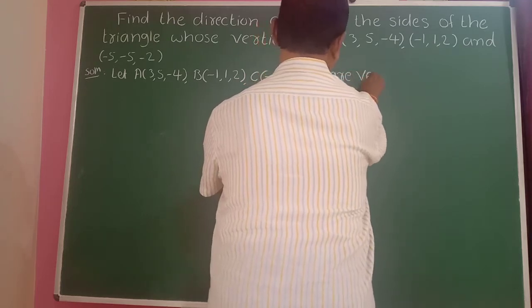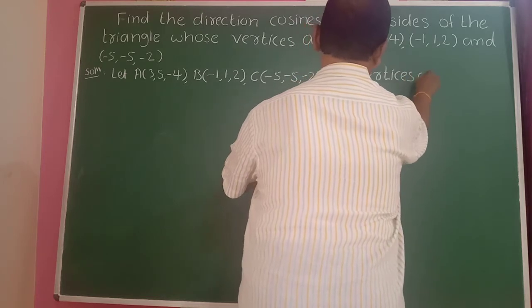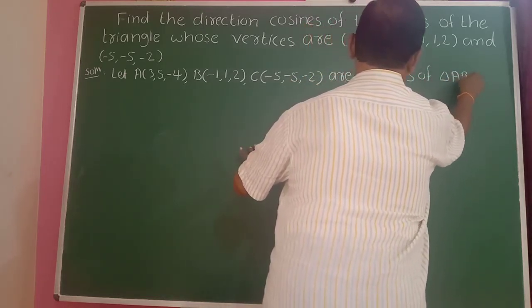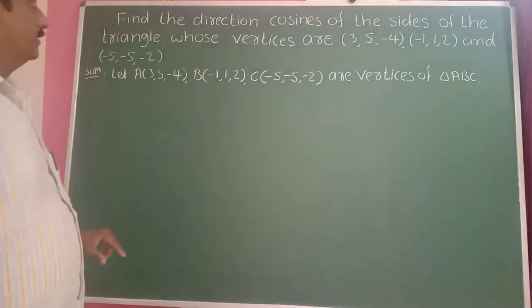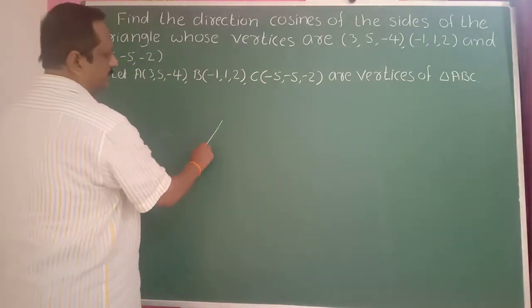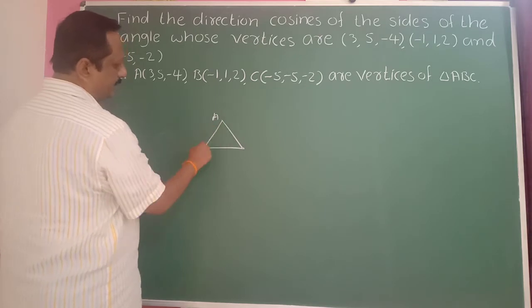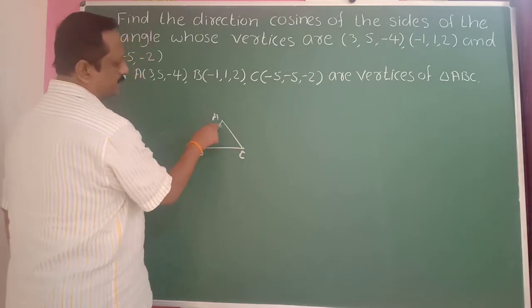Here you find the direction cosines of the sides of the triangle: direction cosines of AB, direction cosines of BC, and direction cosines of AC.